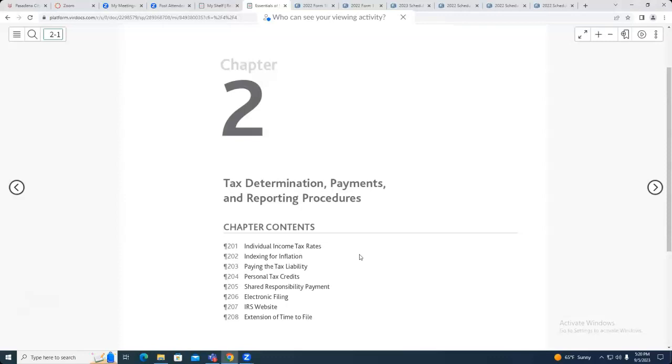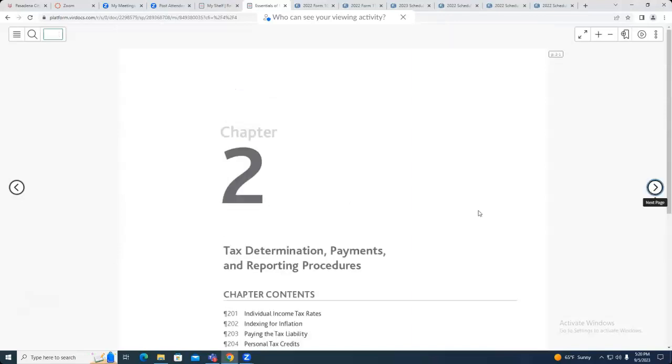Chapter 2, we have tax credit and determination, payments and reporting procedures. So we have a lot of things here to cover. So let's go to the next page and see what's inside.